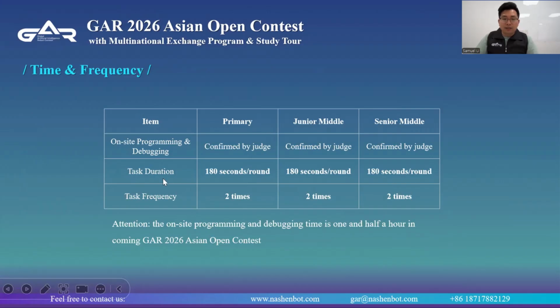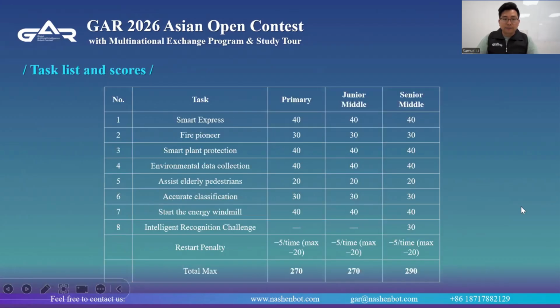And the task duration means that when the contest starts, each team, each round, has 3 minutes to finish the task. And task frequency is 2 times. You have 2 times to try.